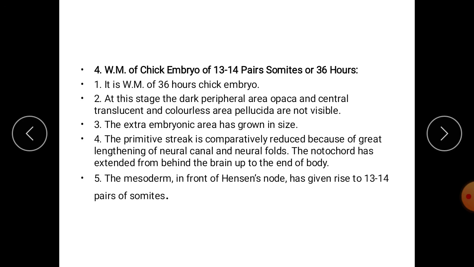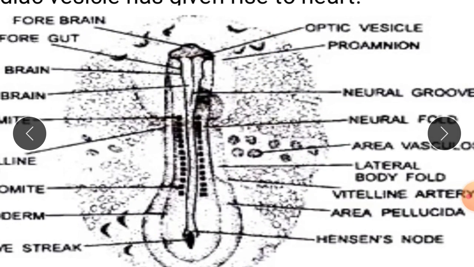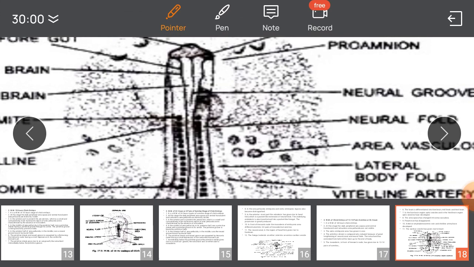The extraembryonic area has grown in size. The primitive streak is comparatively reduced because of the great lengthening of the neural canal and neural folds. The notochord has extended from behind the brain up to the end of the body. The mesoderm in front of Hensen's node has given rise to 13 to 14 pairs of somites. See how many somites are here. Can you see the dot-like structures? 13 to 14. 1, 2, 3, 4, 5, like that.